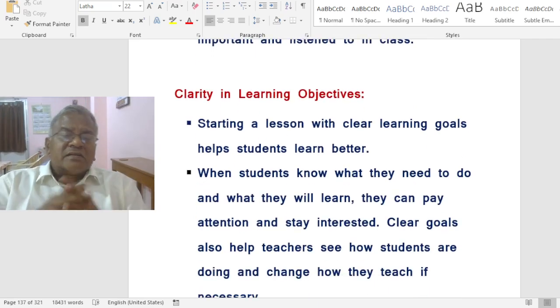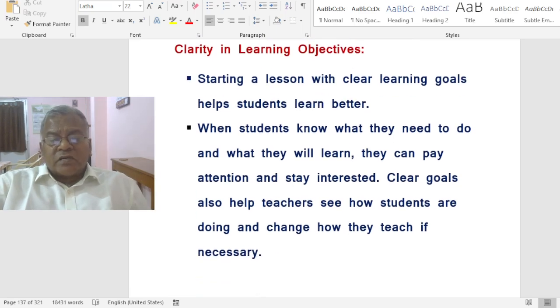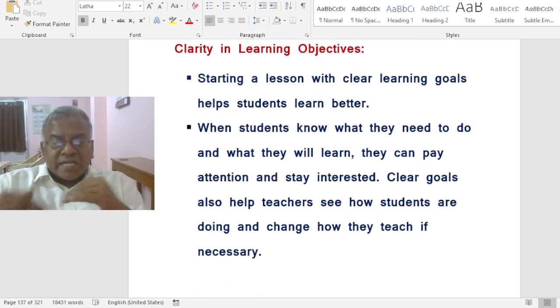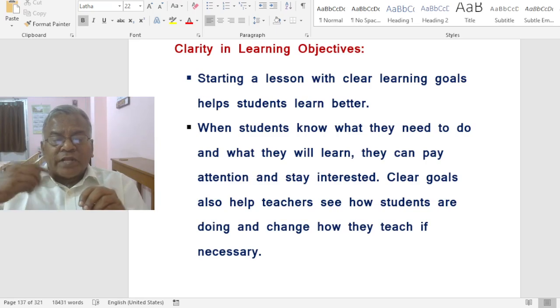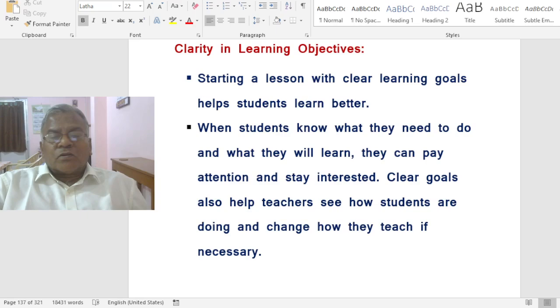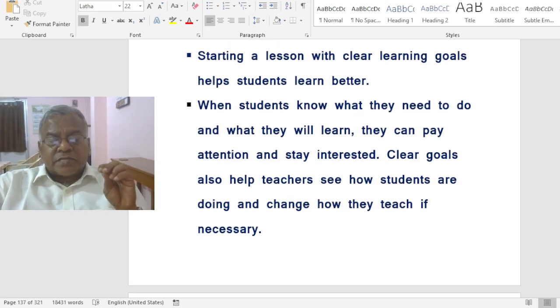The clarity in learning objectives. Starting a lesson with clear learning goals helps students learn better. That's why teachers write lesson plans. Every week they are submitting to the principals. When students know what they need to do and what they will learn, they can pay attention and stay interested. Clear goals also help teachers see how students are doing and change how they teach if necessary. So when there is a need, they will change their style of teaching also. So, clarity in learning objectives.